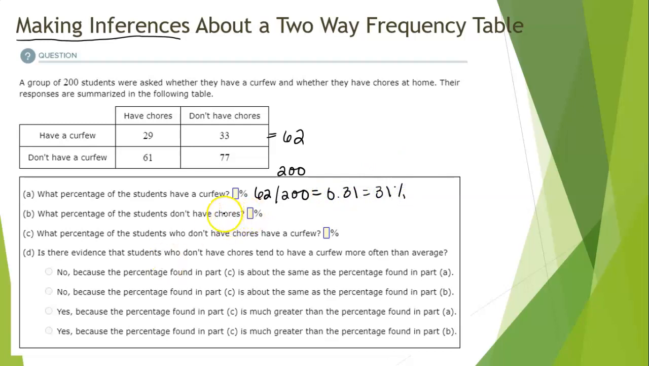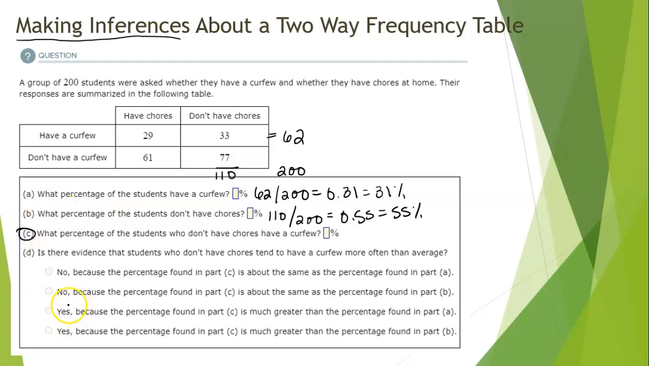Then it says, what percentage of the students don't have chores? Well, that's also a total. I need to add 33 plus 77 and get 110 for the total number who don't have chores. But that's not a percent. 110% would be more than everyone. That's not possible. We have 110 out of 200, so we divide that by 200. That gives me 0.55, which is 55%.